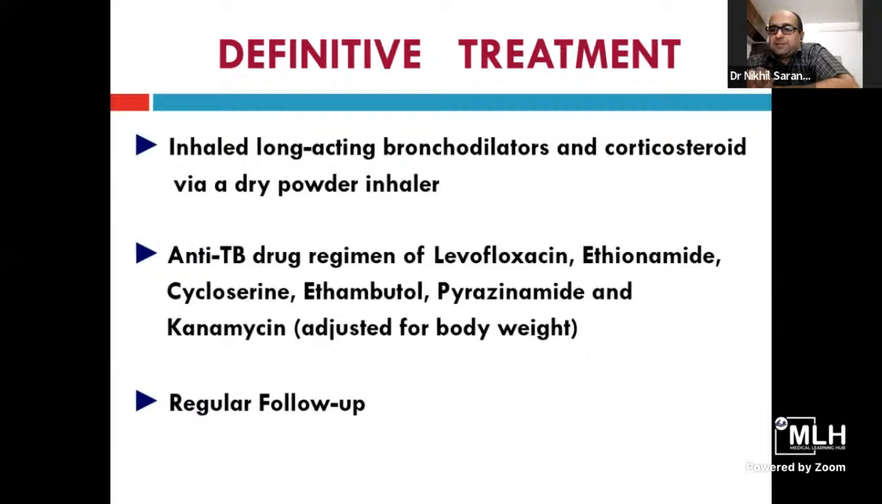Yes, we are just treating as a case of silico-TB with RIF resistance. And why I said previously that ultimately your genotypic tests are not the gold standard, I'm coming to that now.